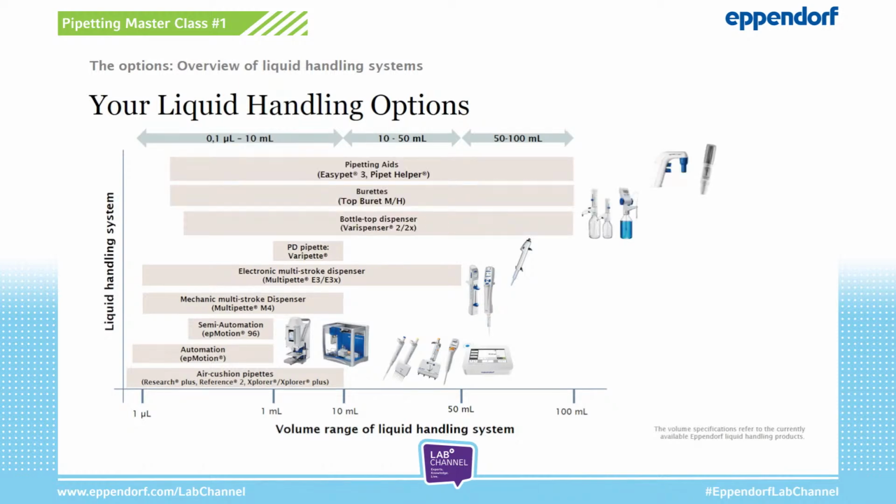And the following devices cover a wide volume range up to 100 ml. On the one hand, we have here the mechanical and electronical pipetting aids, most commonly used in cell culture, I would say. And on the other hand, the bottle top dispensers and burettes. The bottle top dispensers can be used easily for taking liquid volumes from storage bottles in the daily lab routine, while the burettes you can use mounted on a bottle for continuous titration.